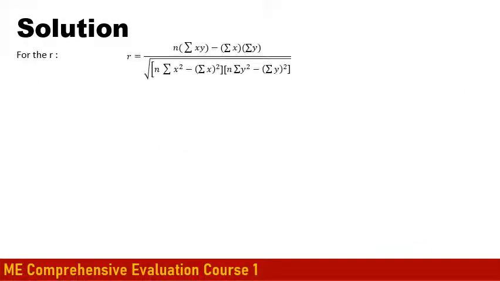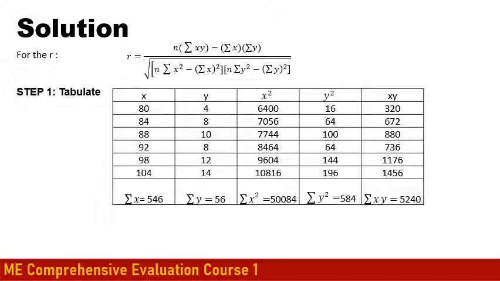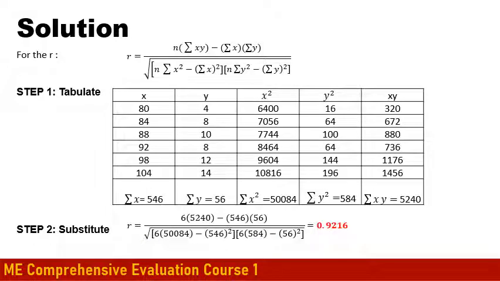So for the correlation coefficient R, or Pearson R, we would use this formula. We would tabulate the given and solve each of these x squared and y squared and also the product of x, y respectively. We'd also take the summation of each of these columns so that it would be easier for us when we substitute them into our formula. So for this problem, our correlation coefficient is 0.9216. A coefficient that is almost 1 means that it has a high degree of correlation, meaning there is a great chance that these two variables affect each other or are correlated to each other.